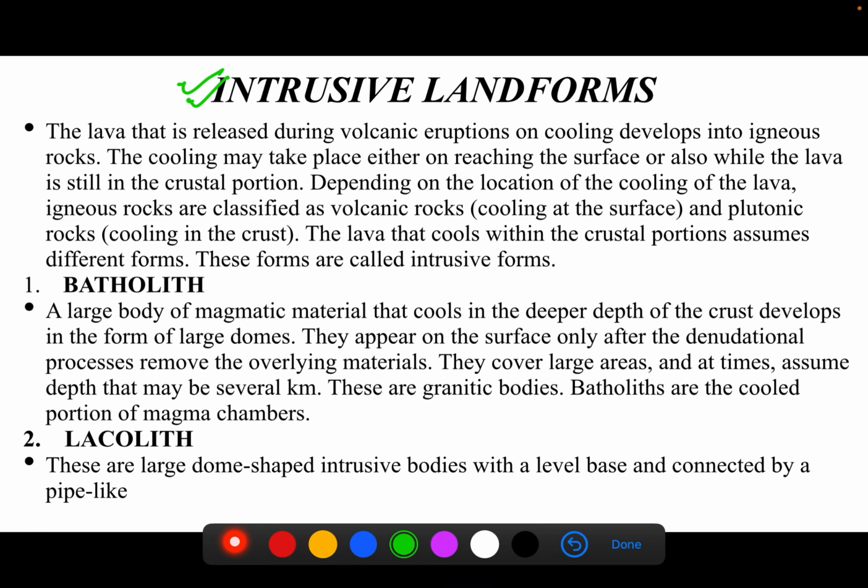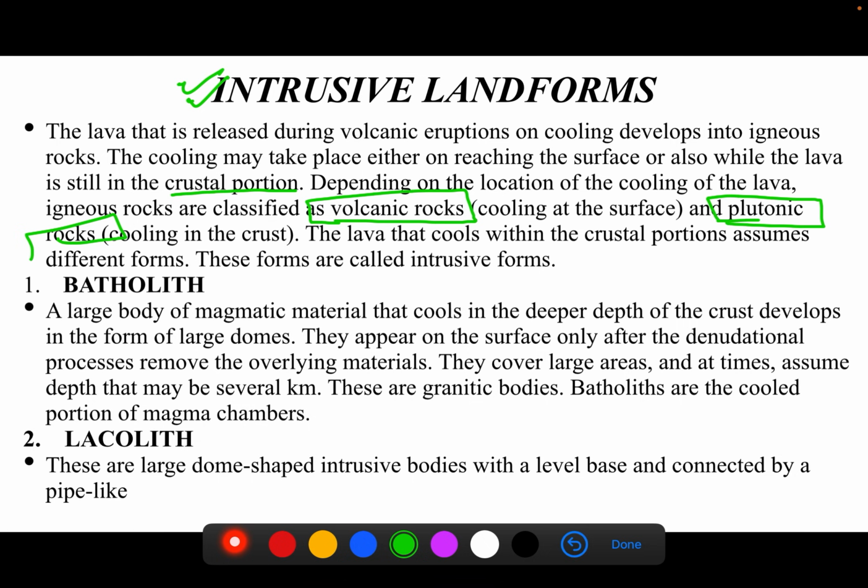For now, just remember that igneous rocks are the primary rocks, or the first rocks, to be formed. Now, how are these formed? When lava comes out and solidifies, it becomes hard, and this is what forms the igneous rocks. So the cooling may take place either on reaching the surface or while the lava is still in the crustal portion. Depending upon the location of cooling of lava, igneous rocks are classified as volcanic rocks and plutonic rocks.